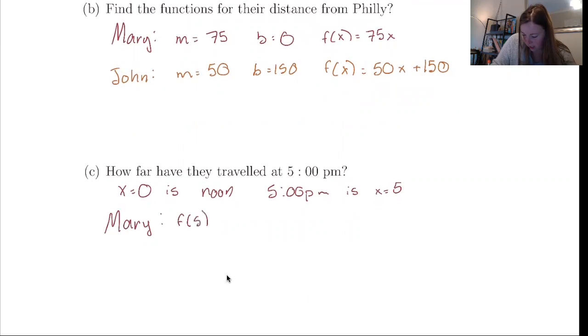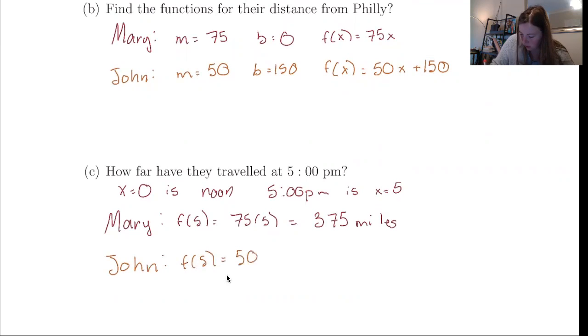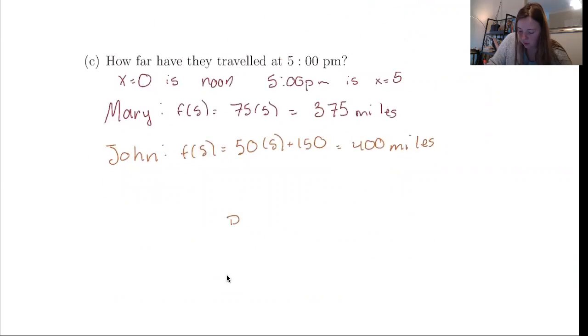So for Mary, f of 5 is going to be 75 times 5, which is going to be 375. And I need to answer in units because we're given units. And John is going to be 50 times 5 plus 150. So 400 miles. Which is pretty crazy, right? Is that it? Okay, done.